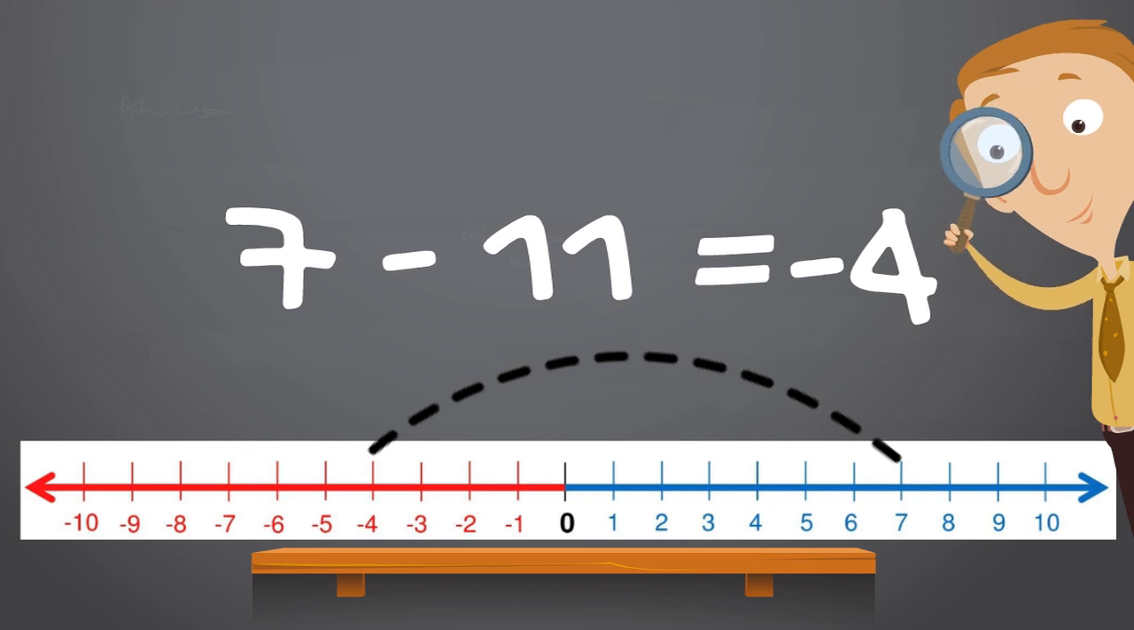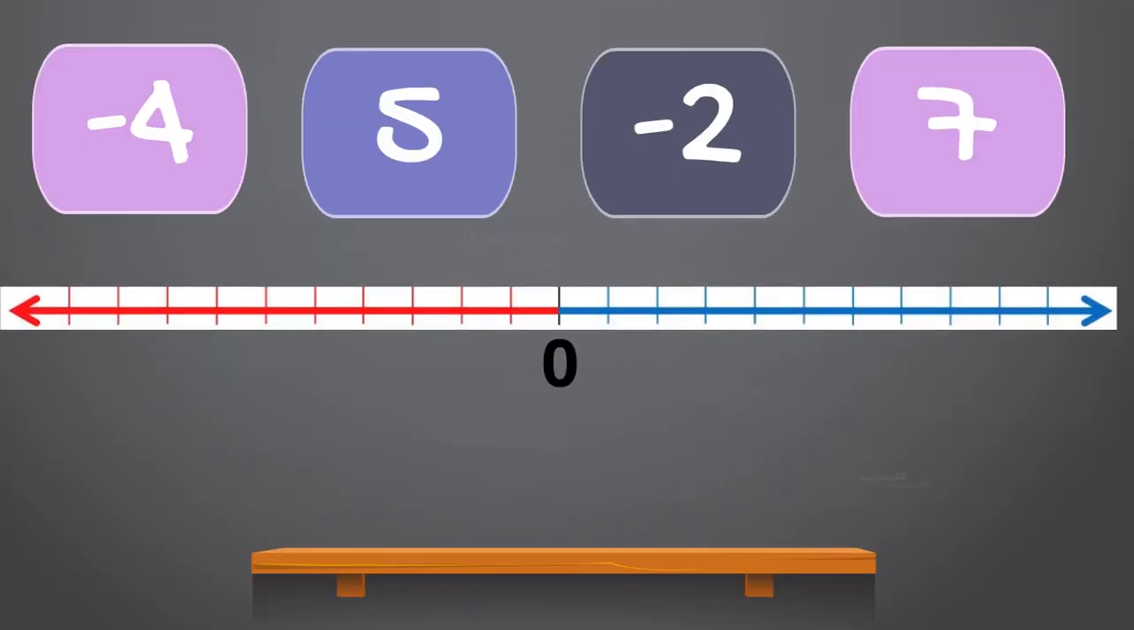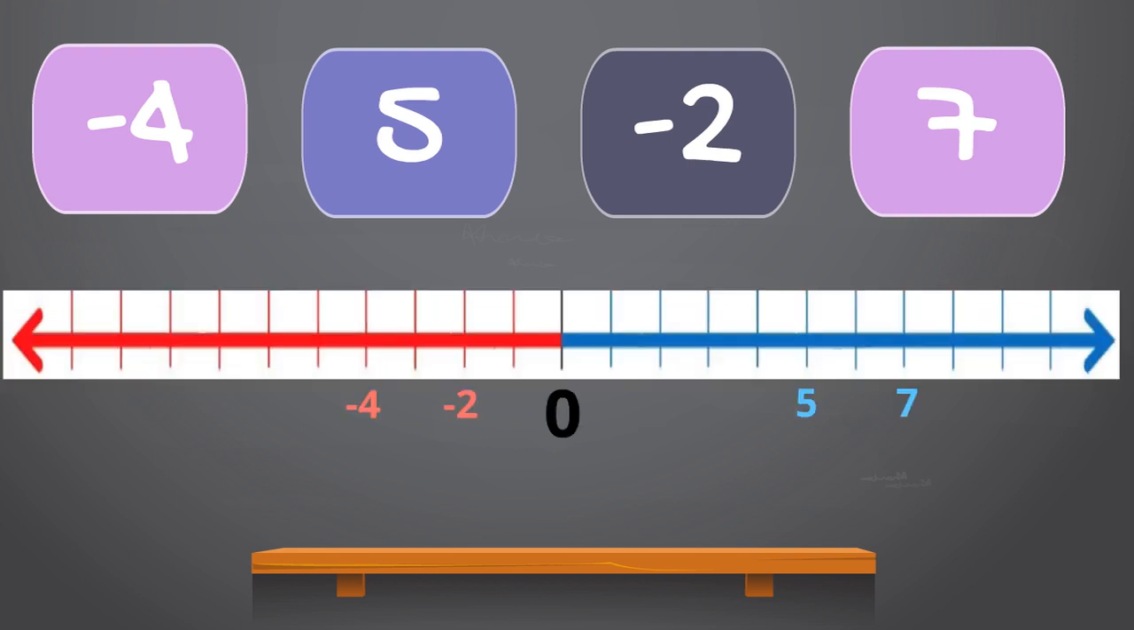Okay, now that you've got the hang of them, can you place these numbers on the number line? Remember that negative numbers are going to come before 0, and positive numbers will come after 0. Pause the video and give it a try. Did you get those numbers in the right places? Did you notice that your smallest number is minus 4 and your biggest number is 7?